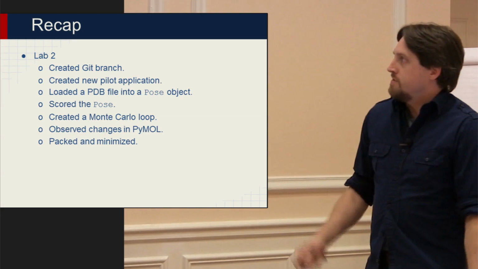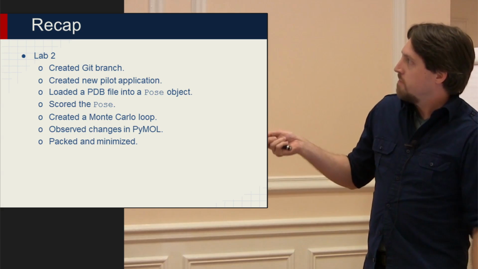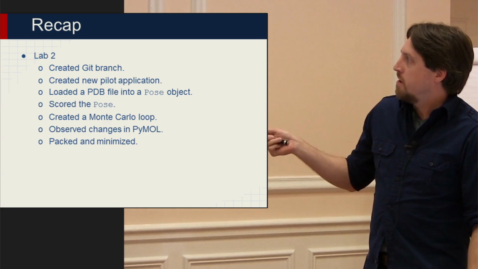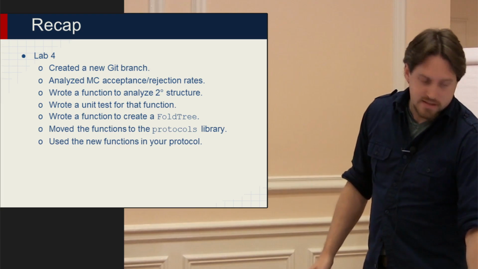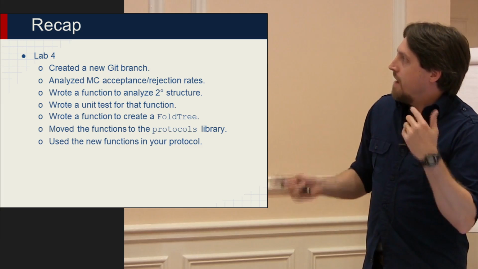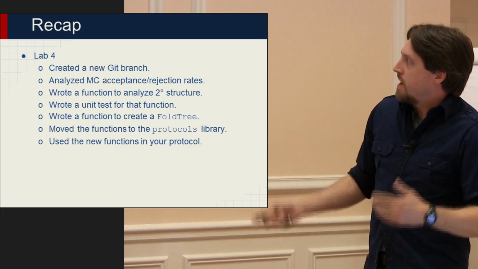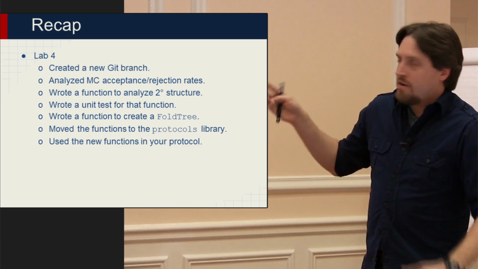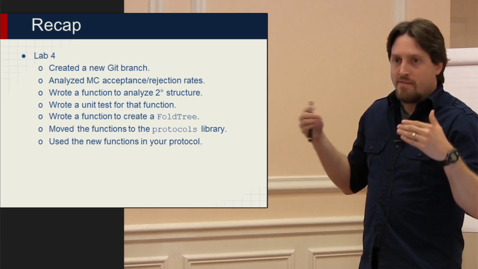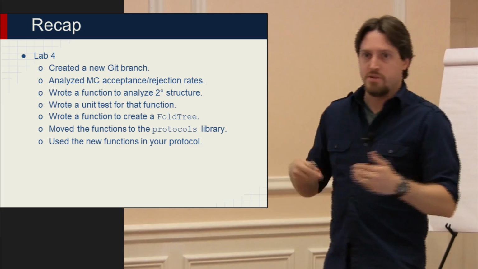So just to recap what you've done before, this is one of those labs that will follow directly after. You've been working with Git, you've loaded a PDB into a pose, you've got a Monte Carlo loop going, you've packed and minimized, and you either have or you will be analyzing your acceptance rates and creating a really complicated fold tree based on secondary structure. And now you've got all this code in your pilot app. But the way you should be writing a pilot app is, as Rocco described, using the JobDistributor.